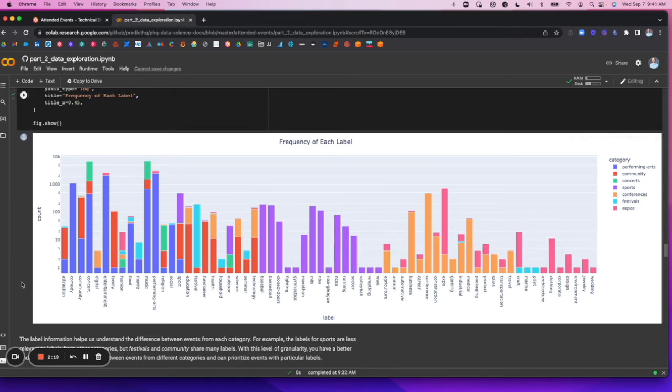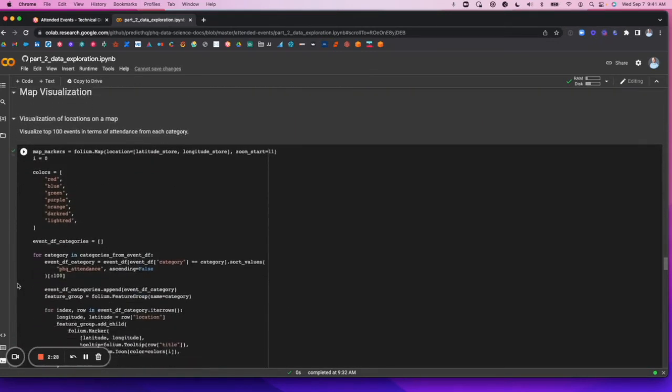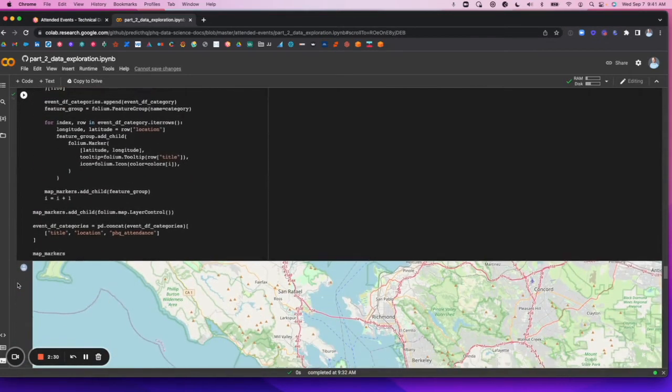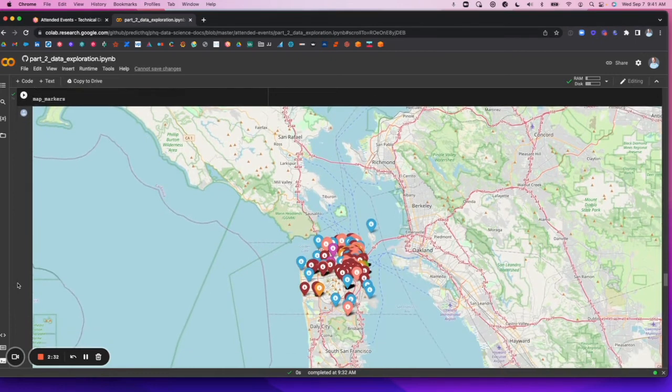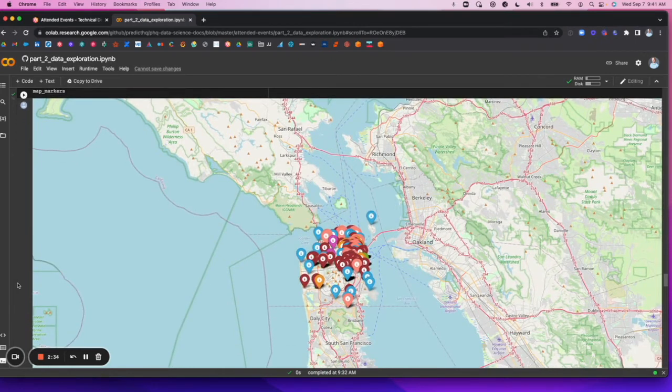This is really useful to just get a better understanding of what types of events are going to be driving demand into your area. And of course, probably the most powerful visualization of them all is a map, seeing what types of events, or where these events are actually taking place in relation to your hotel.